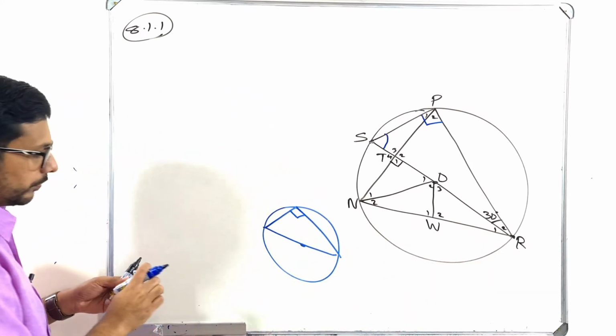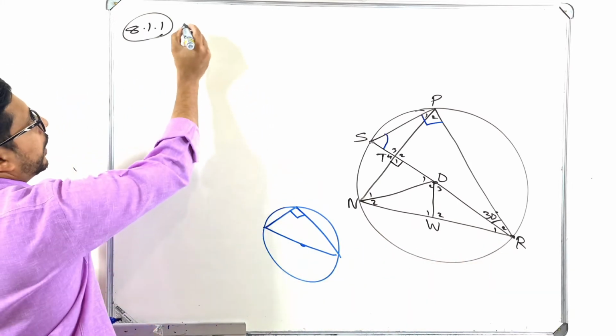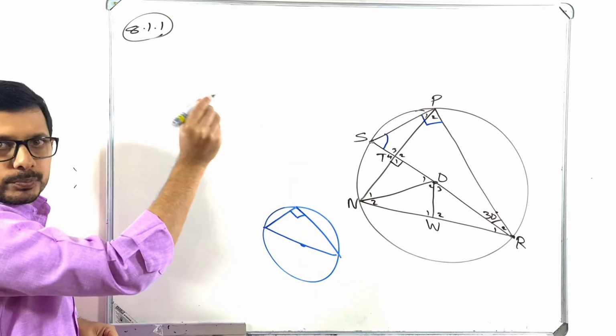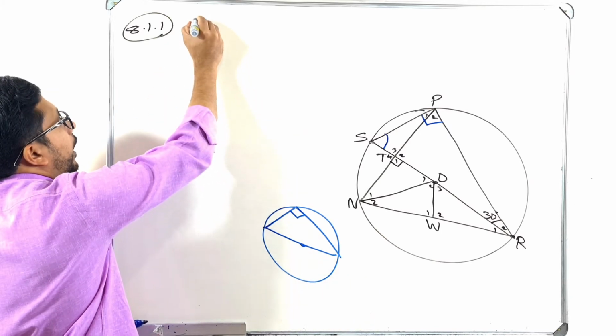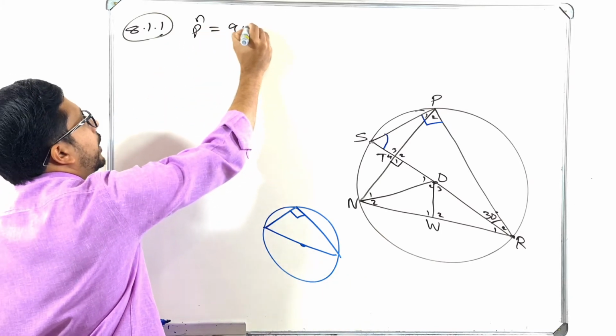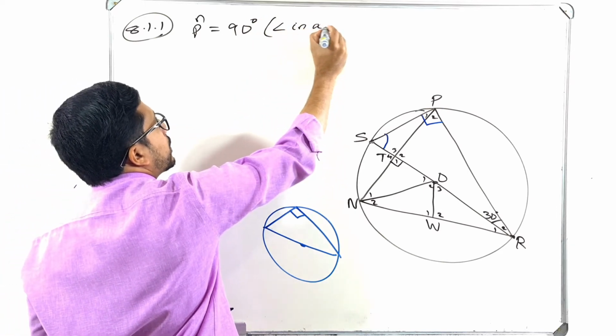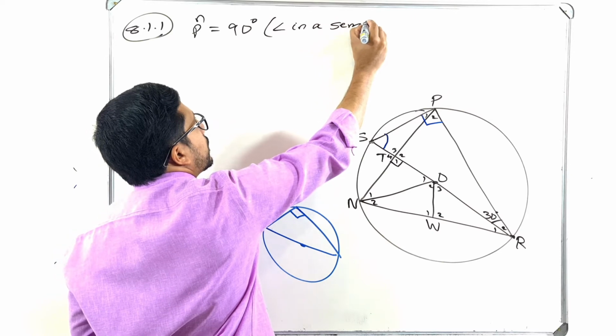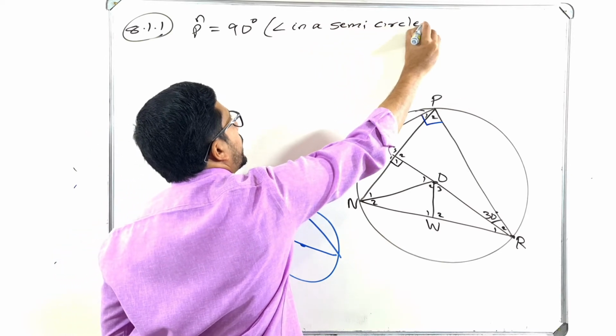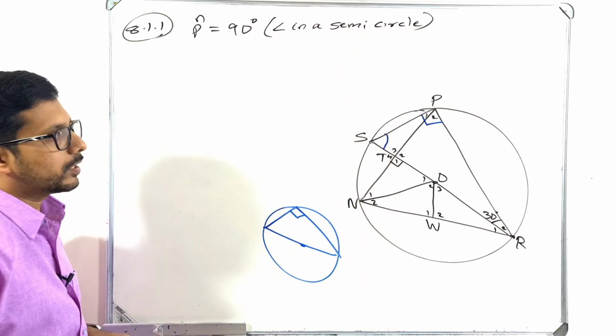Okay, so first we can write that one. Angle P, or P1 plus P2, both are the same thing. Angle P is equal to 90 degrees. What is the reason? Angle in a semicircle. Angle P is equal to 90 degrees.